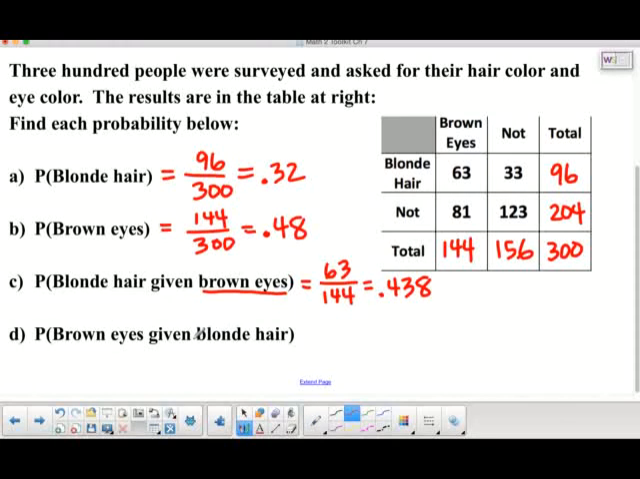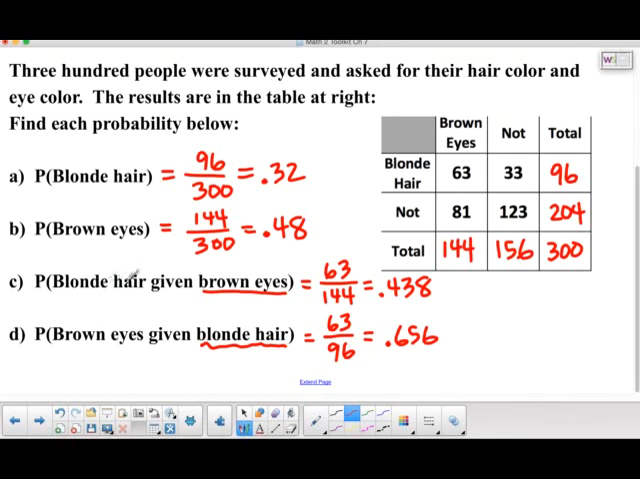Finally, let's reverse a little bit here. What if I said, you know what? They have blonde hair. They don't have brown eyes, but they have blonde hair. Well, now what's the chance of them having brown eyes? So let's do that right here. So how many people have blonde hair? Blonde hair total is 96. So now we're only talking out of 96 people. And of those 96 people, how many of them have brown eyes? So looking at this row right here, how many people have brown eyes is 63. And if you were to take 63 divided by 96, that ends up being 0.656 or really close to 66%.